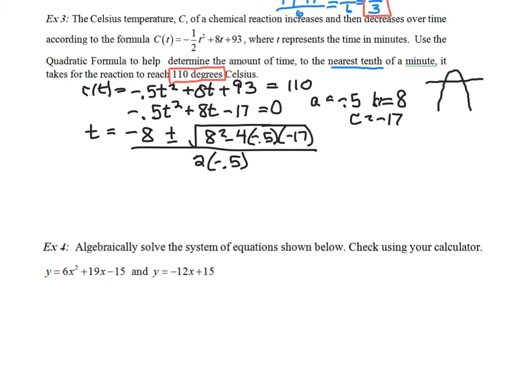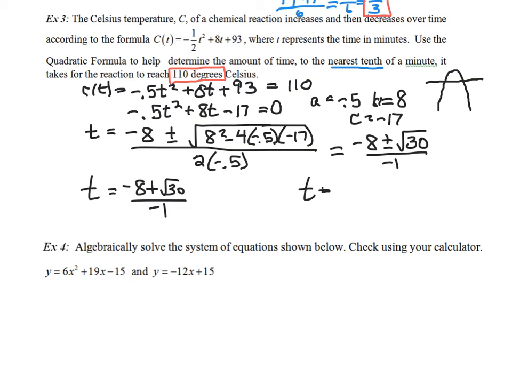So here you see my work in substituting a, b, and c into the quadratic formula. Use your calculator to find the value of the radicand. So I'm getting negative 8 plus or minus, works out to be the square root of 30, all over 2 times negative 1/2, which of course is negative 1. So I am going to set this up as two possible solutions for t. My first value of t is going to be negative 8 plus radical 30 divided by negative 1. And my second solution will be negative 8 minus radical 30 divided by negative 1.